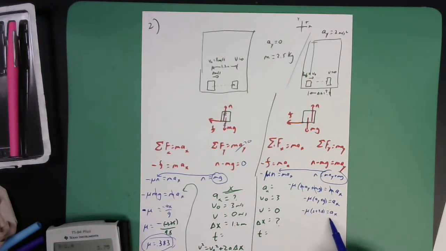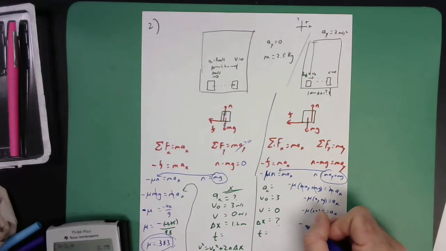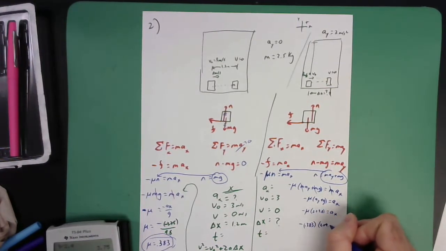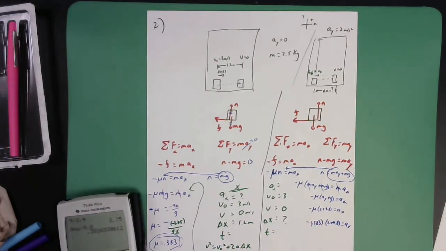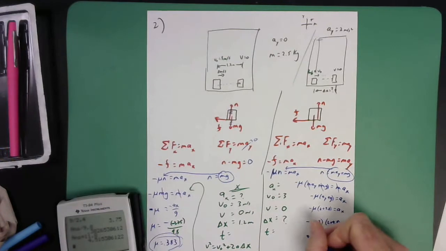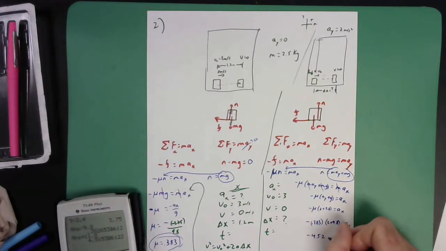Okay. Now that value of mu comes over here. I know mu, so I can find a_x. So I'm going to have minus 0.383 times 2 plus 9.8, which is that acceleration in the x. Look, I conveniently already have that in my calculator. Times 11.8, and I get a negative 4.515. Let's call that 4.52 meters per second squared is my acceleration.